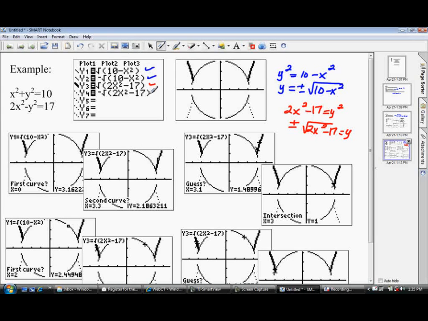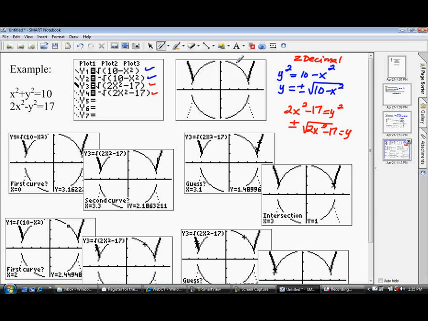So these two are my equation for the second one, right? Those two both represent what the second equation is. Now, here's the deal, the catcher. The square root of 10 minus x squared and negative square root of 10 minus x squared, that's supposed to be a circle. It, remember, graphs it in the upper half and the lower half, and it's best viewed in that Z decimal window, which is what I'm in right now.